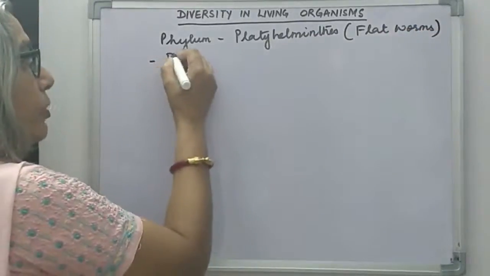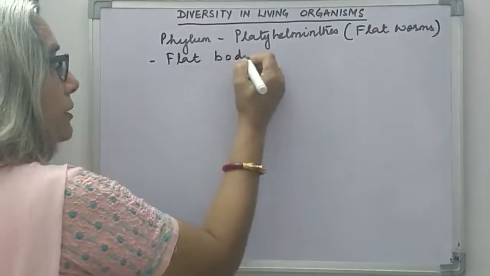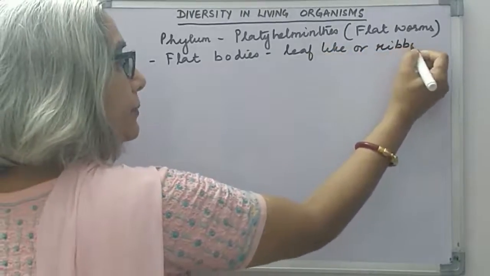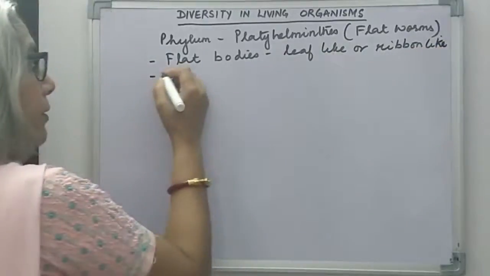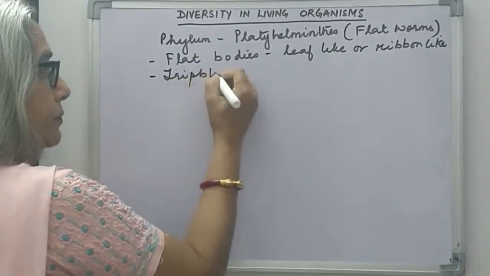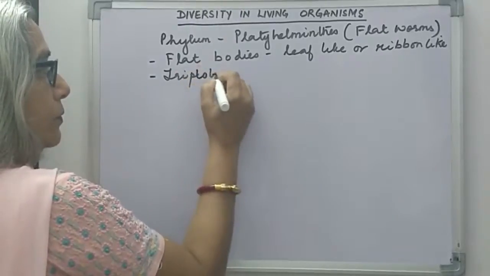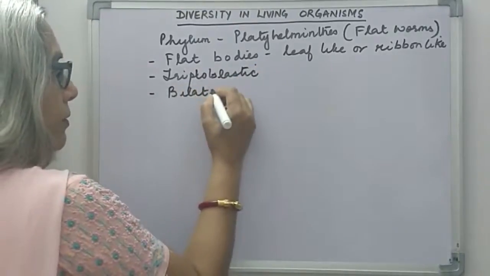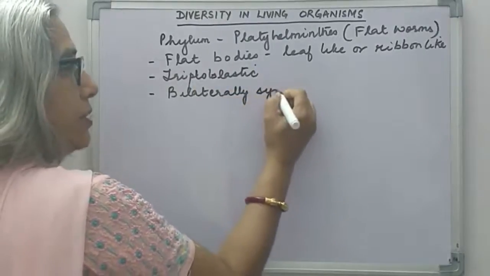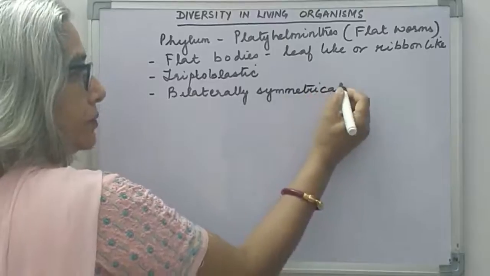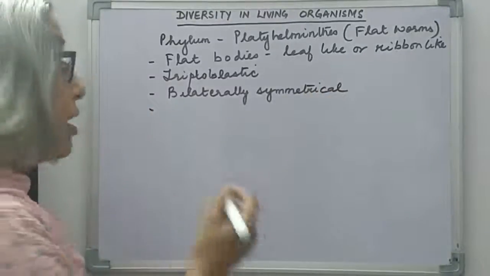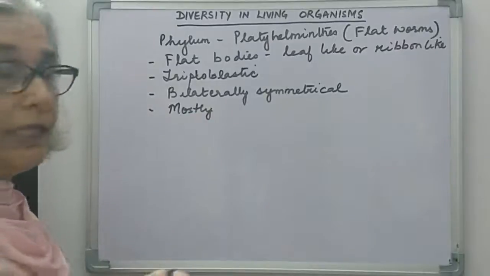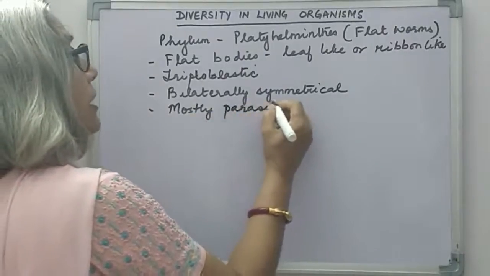Now, these worms have flat bodies which may be leaf-like or ribbon-like. They are triploblastic organisms. They are bilaterally symmetrical. These organisms are mostly parasitic. There do exist some free-living worms like Planaria, but they are mostly parasitic in nature.